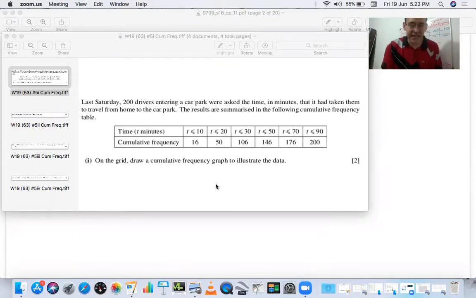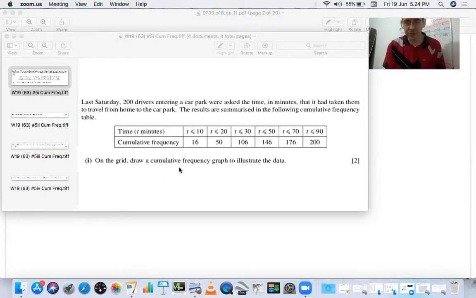It says last Saturday, 200 drivers entering a car park were asked the time in minutes that it had taken them to travel from home to the park. The results are summarized in the following cumulative frequency table. So here you have minutes of driving time from home to the park. Notice the second row is cumulative frequency, which is what you want for a cumulative frequency graph. Sometimes they give you frequency, meaning you have to calculate the cumulative frequency yourself. So pay attention to which one they give to you, frequency or cumulative frequency.